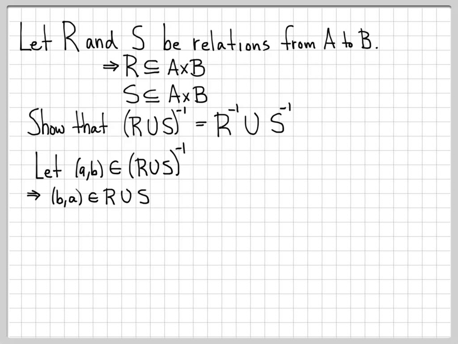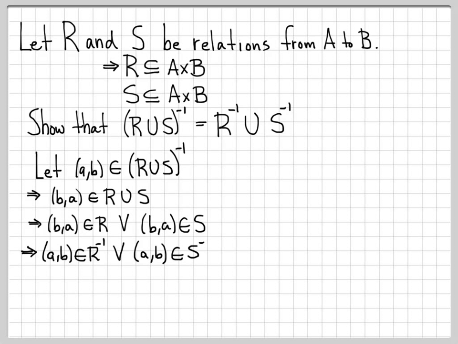What does it mean for B comma A to be an element of R union S? Well, that means that either BA is in R or BA is in S. That's just the definition of a union of sets, right? So that's pretty easy to see. If BA is an element of R, that's equivalent to AB being an element of R inverse. So instead of writing the statement B comma A in R or B comma A in S, it's equivalent to A comma B in R inverse or A comma B in S inverse.